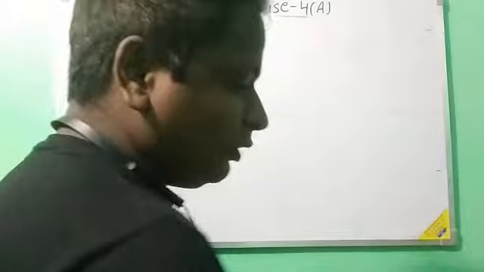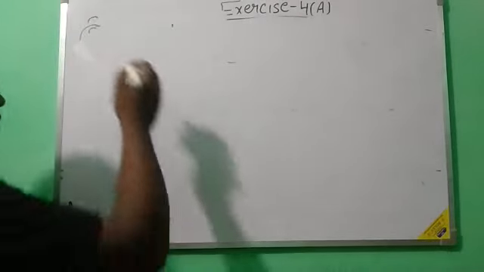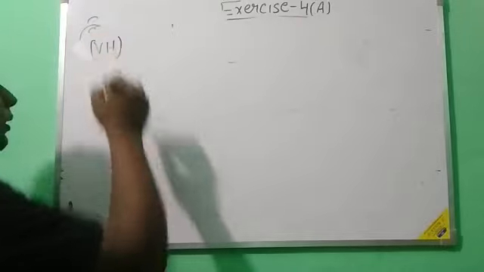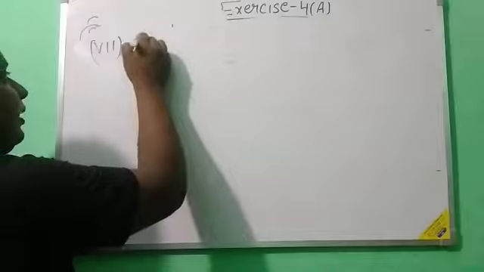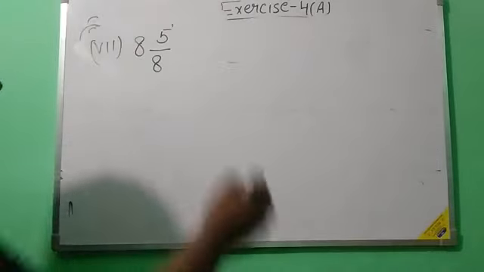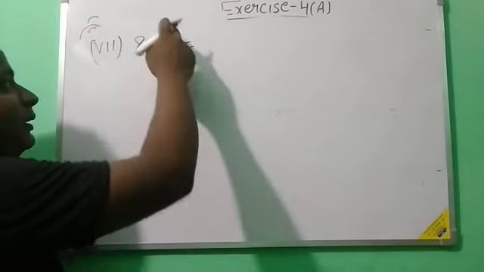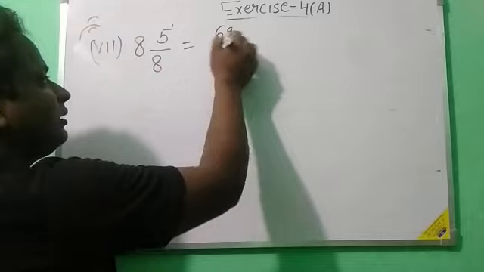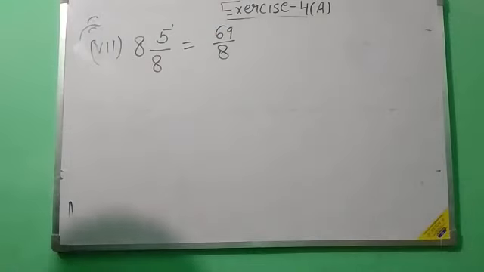Take one more question from here. I'm doing part number 7. Your number is 8 whole 5 by 8. 8 whole 5 by 8. Okay. First convert this fraction. 8 8s are 64. 64 plus 5 is 69 upon 8. Now you need to do the division.